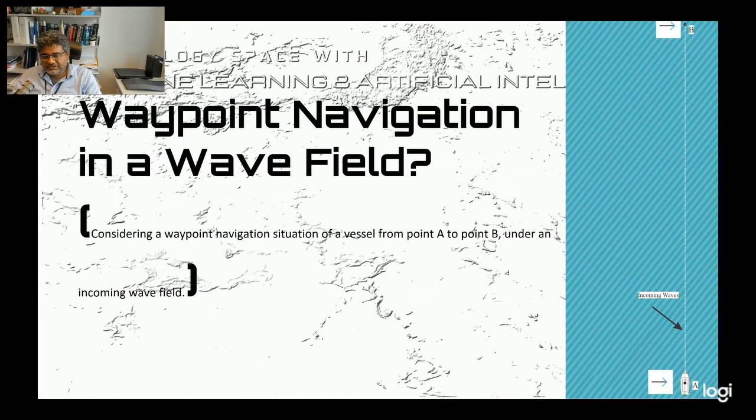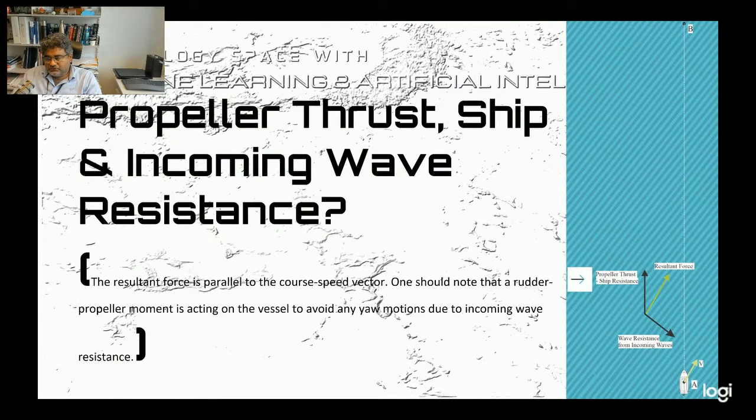Here I am considering vessel navigation under an incoming wave field. So the navigational requirement is to navigate this vessel from waypoint A to waypoint B. So during this voyage, there is an incoming wave field which is coming from the bow but more from the port side. So the force diagram acting on this vessel is presented outside in this figure.